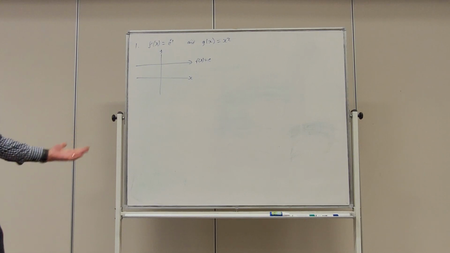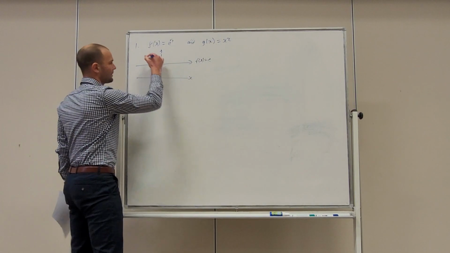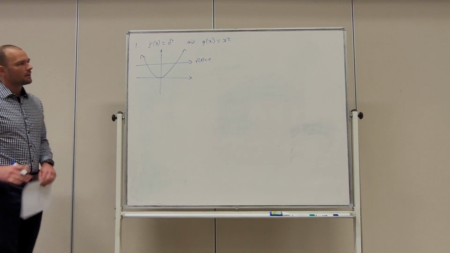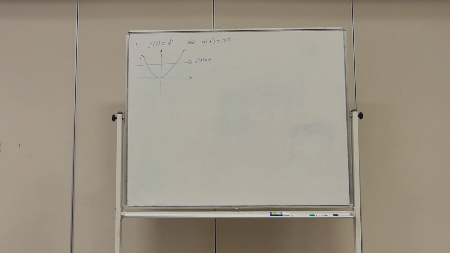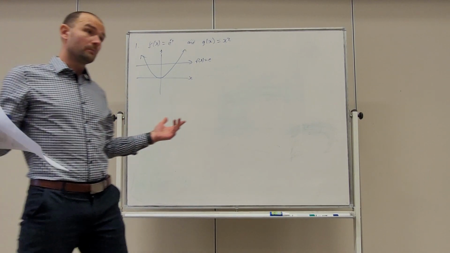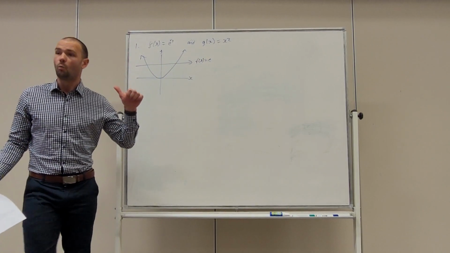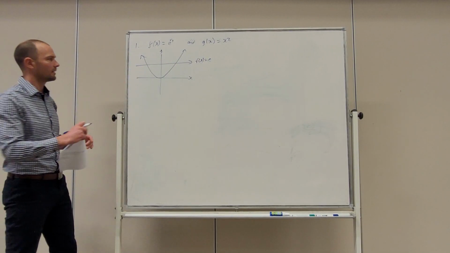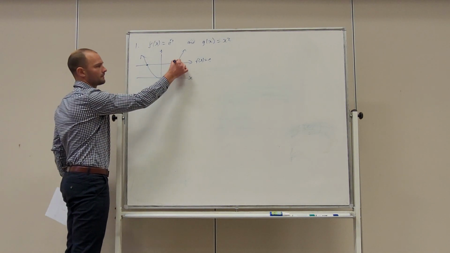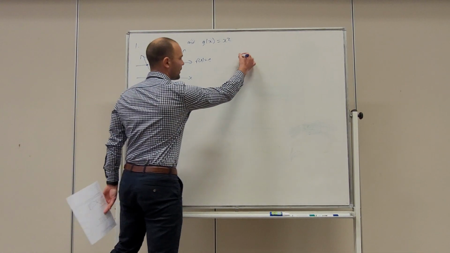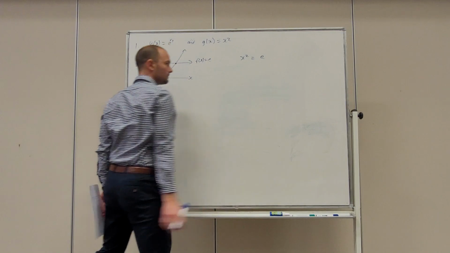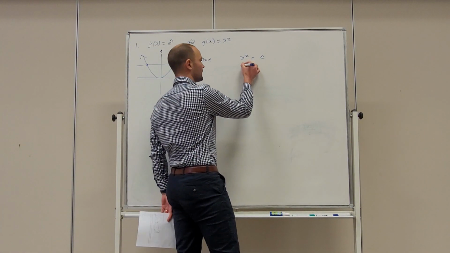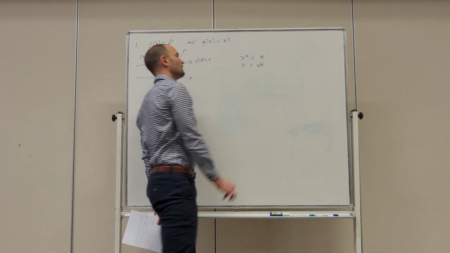And g of x is a quadratic, it's x squared, and we're very familiar with how that parabola looks. So if we're going to find the exact area between these two functions, we first need to know where they meet. We need to know what the boundaries are over which I'm going to integrate. They're going to meet when x squared equals e, when the functions are equal to one another, which means x is the square root of e.